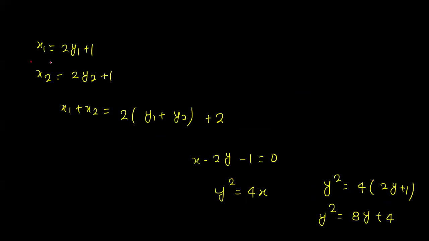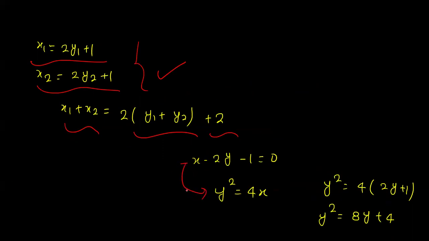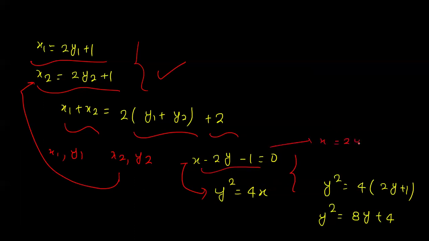Now we know that we have these two equations, so we can combine this: x1 plus x2 is equal to 2 times (y1 plus y2) plus 2. And we also know that this line is intersecting the parabola, and we are getting these two points (x1, y1) and (x2, y2). So we can solve these two equations. From here we can put x equal to 2y plus 1 in this equation. After doing it, it looks like this.